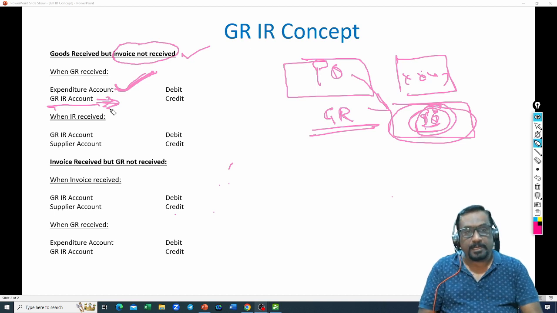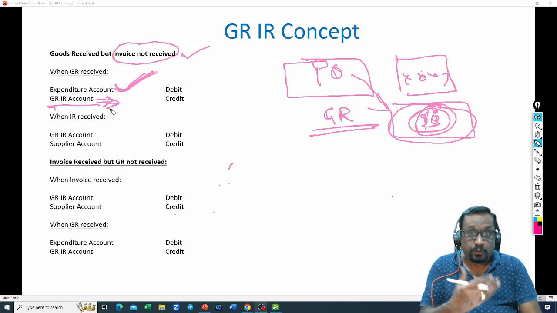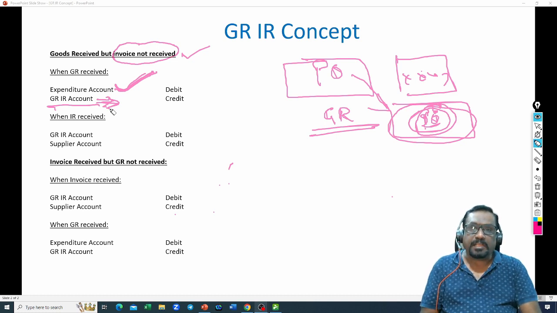You know why I'm explaining in detail here, guys? Tomorrow if you go to an interview, they will ask you why you are creating a GRIR account without creating a supplier account. That question might come. Then you need to say, I cannot credit the supplier account because I didn't receive the invoice copy. If I don't receive it, how do I know what quantity he mentioned in the invoice copy?